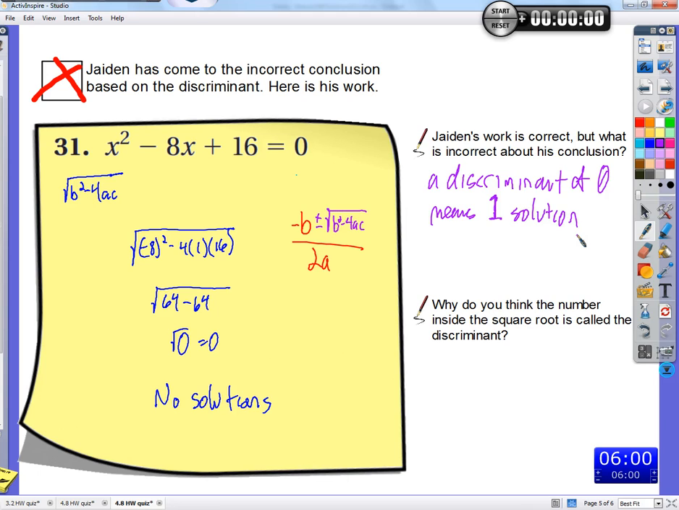So, just take a second here. Why do you think the number inside the square root, this thing here, zero in this case, why does it have this name? Why is it called the discriminant? So now we're turning on our English brains and thinking about words and their definitions and the roots of words and trying to draw these conclusions, which is a really useful skill. Right? So think about that. What kind of thoughts do you have about why that might be called a discriminant? Or what thoughts do you have about the word discriminant? Anybody think about anything about the word discriminant? Any thoughts come to mind?